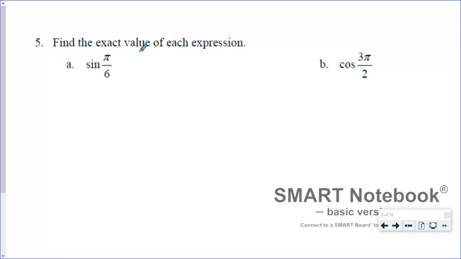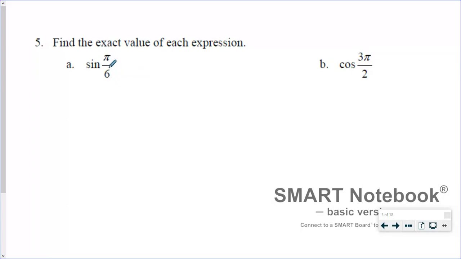All right, 5. Find the exact value of each expression. These are coming straight from the unit circle. Remember, on your unit circle, sine is your y coordinate, cosine is your x coordinate, tangent is your y coordinate divided by your x coordinate, right?